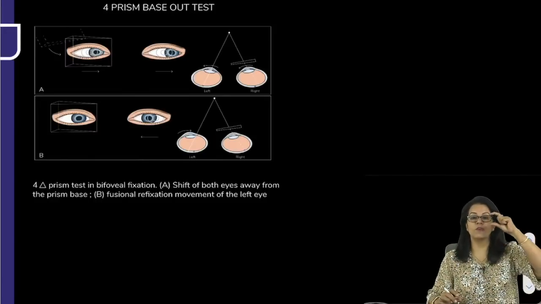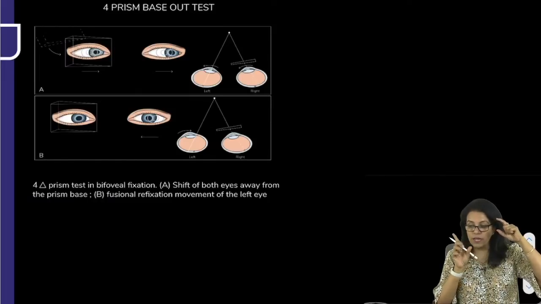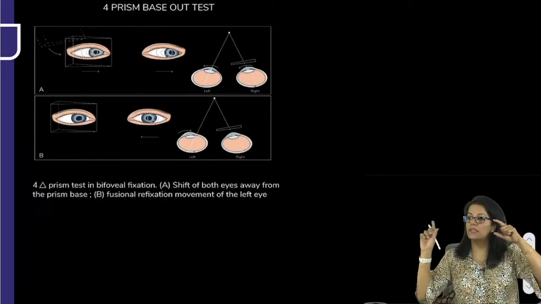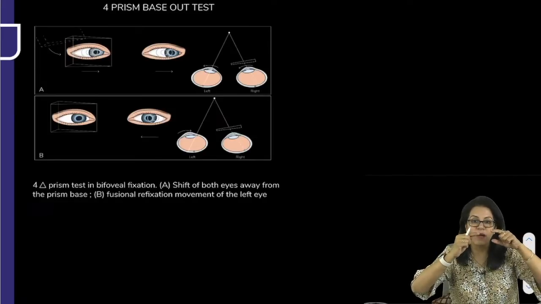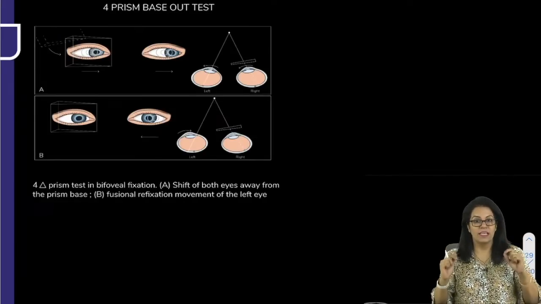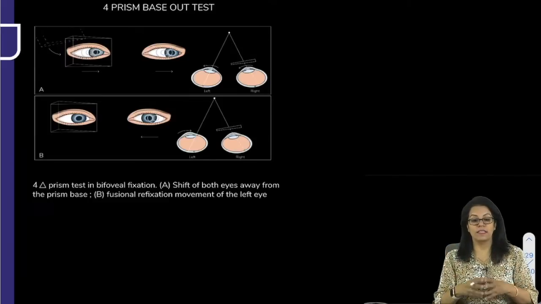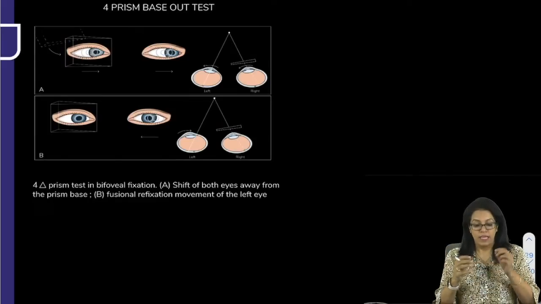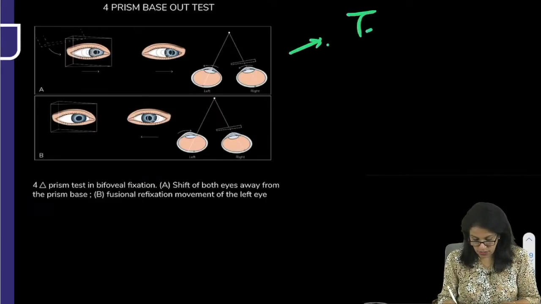So if I put a base out prism in front of one eye, this left eye goes in. As a conjugate movement, right eye also goes this side, but if the fovea of this eye is fine, it will come back and take a bifoveal fixation. Right? So we have to check that bifoveal fixation. If it is not picked up, then this is a very very accurate method and it is only 4 prism diopters. So this is one to test your binocular single vision.